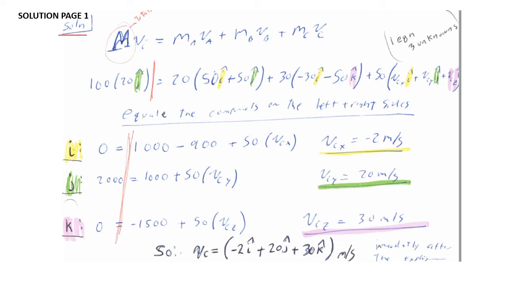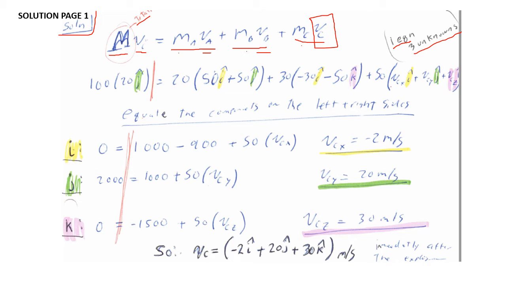Now for our solution, we can use our governing equation: big M, our total mass before the explosion, times V sub I, given to us in the problem statement, is equal to MAVA plus MBVB plus MCVC. Now we solve for all of our masses. We have MA, MB, and MC. We were given our VA and we were given our VB. What we don't know is our VC. There are three components to our VC. It could be acting in the X, Y, and Z direction. So we have one equation and three unknowns.